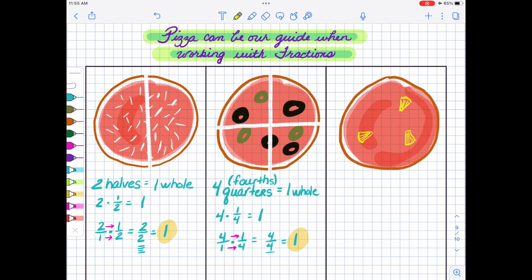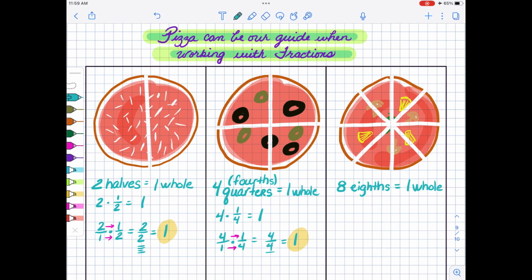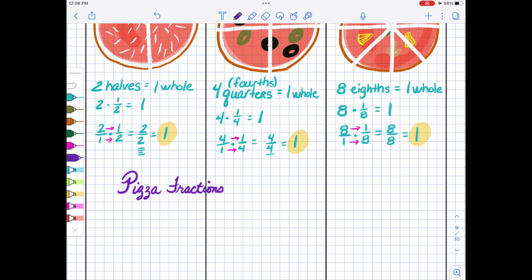So let's try one more and divide a pizza into 8 pieces, and then we're going to be able to write 8 times 1/8 equals 1 because we can see visually that this is true. In words, 8/8 is equal to 1 whole. Next, we can confidently write this as a multiplication problem. 8 times 1/8 is equal to 1. And putting 8 over 1, making it into a fraction, we can multiply the numbers straight across, and again we get an answer of 1, which is exactly what we expected.